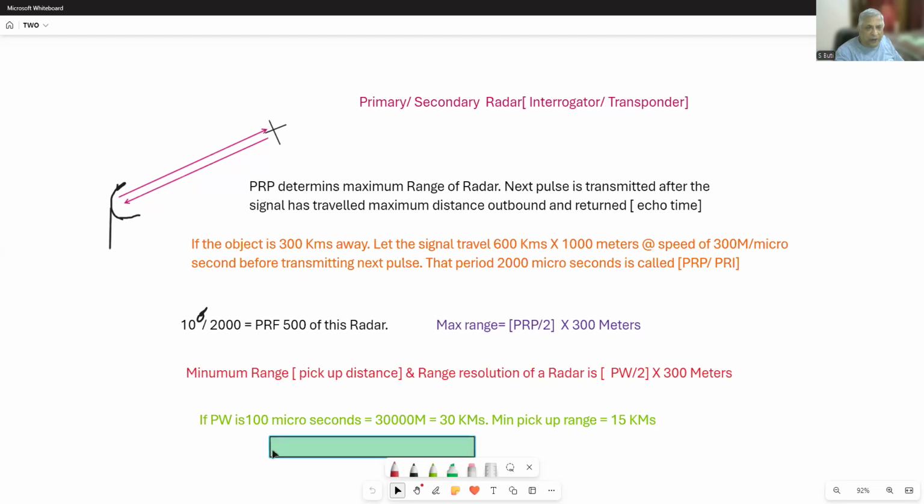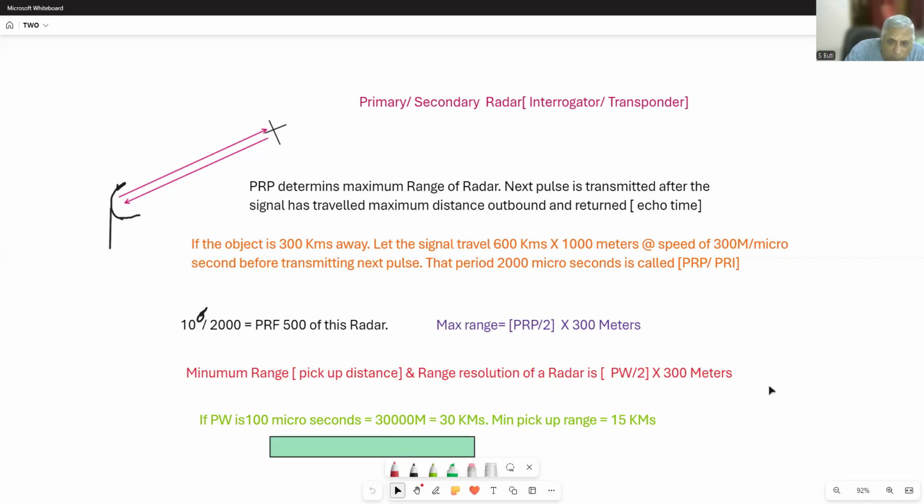If the pulse width or duration is 100 microseconds, it occupies 100 into 300, 30,000 meters in the air, which is 30 kilometers. If an object is less than 15 kilometers, let's say 10 kilometers, your signal has gone and come back, but you are still transmitting. You are unable to receive the echo. So the minimum pickup range in this case will be 15 kilometers.